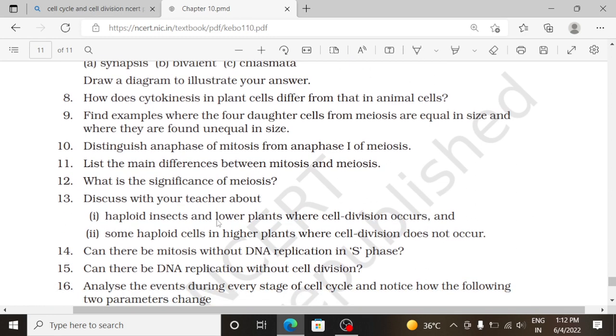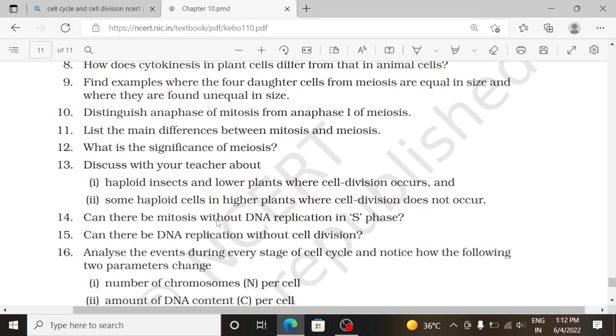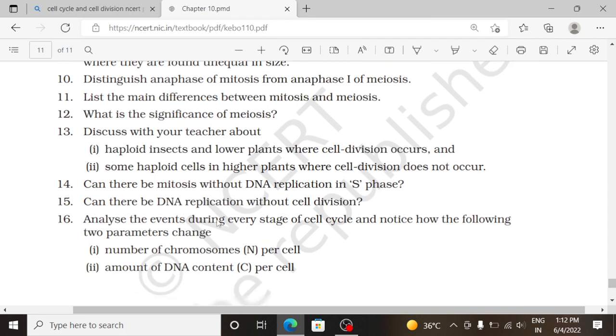Eighth, how does cytokinesis in plant cells differ from that in animal cells? Ninth, find examples where the four daughter cells from meiosis are equal in size and where they are unequal in size. Tenth, distinguish anaphase of mitosis from anaphase 1 of meiosis. Eleventh, list the main differences between mitosis and meiosis. Twelfth, what is the significance of meiosis?